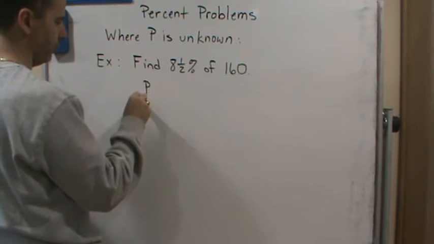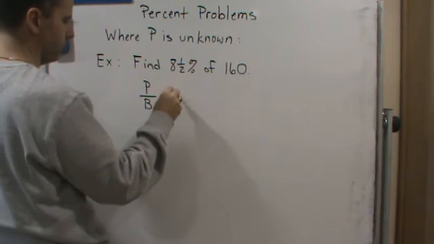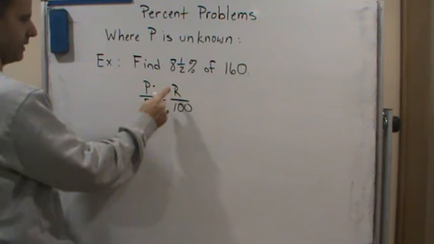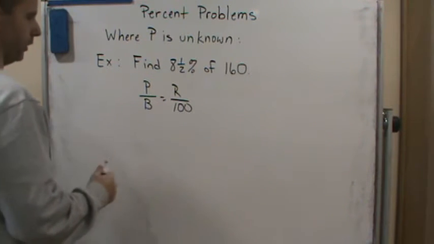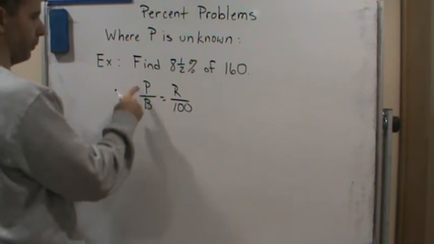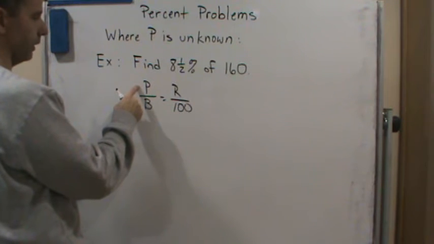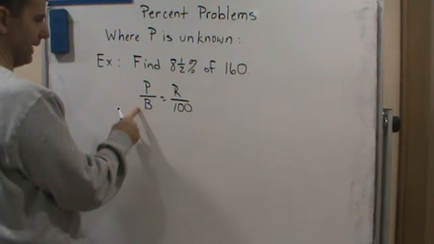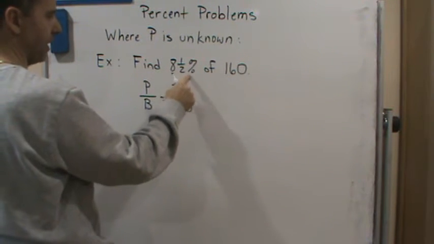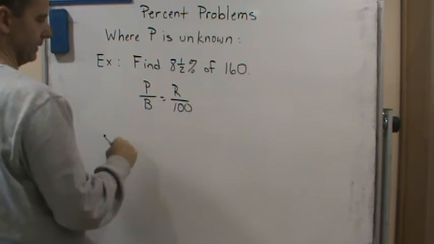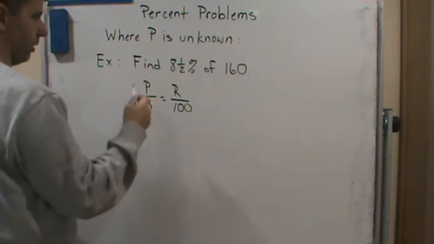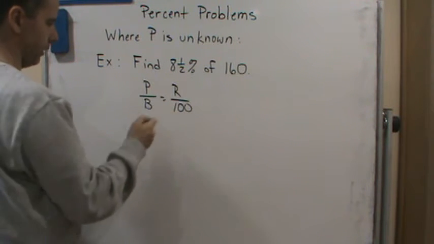It's going to be the portion over the base equals the rate over 100, right? Because this is going to be the decimal or a whole number. Okay. So now, the portion is what we're looking for. The base is 160, okay, because we're trying to find 8.5% of what? The base. And so the rate is 8.5%, or in this case, 8.5 over 100.